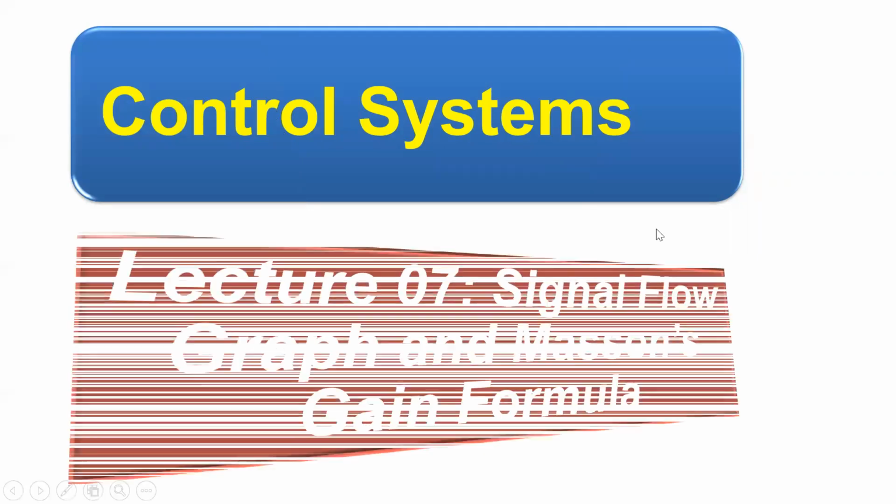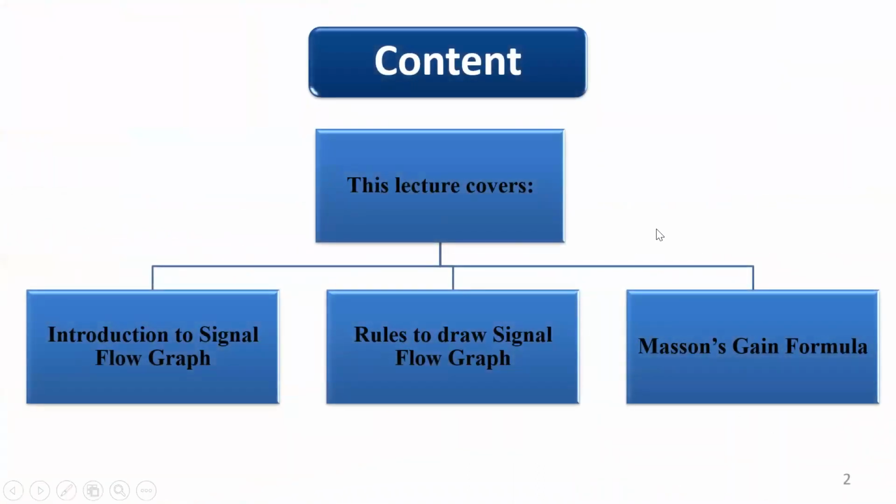In this lecture, we will be discussing the signal flow graph and Masson's gain formula. So this lecture will cover the introduction to the signal flow graph and rules to draw a signal flow graph, and then we will also see Masson's gain formula, right? So what is a signal flow graph?